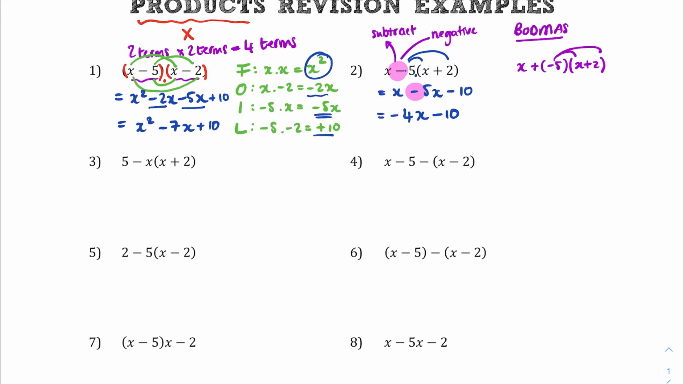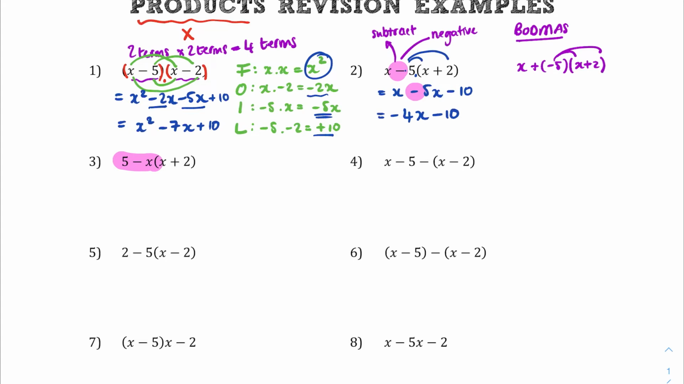Compare question 3 to question 2. Gosh, I've got really boring numbers here. I keep using 5s and 2s and negatives and positives, but I'm trying to draw your attention to how critical it is the order we write things in, where the brackets are. So if we look at this one here, all I've done is change the order of the subtraction. Instead of x minus 5, 5 minus x. Is that going to make a difference to our answer?